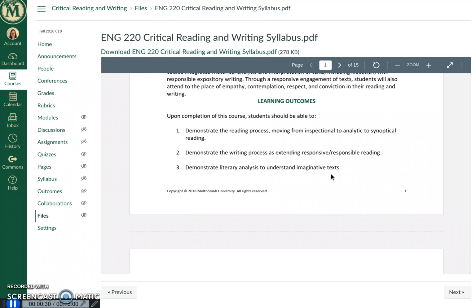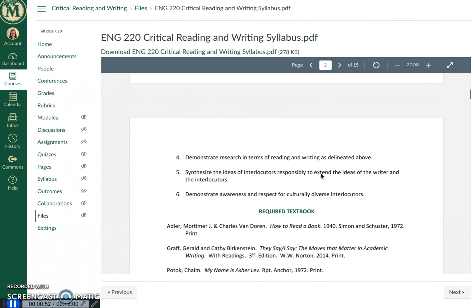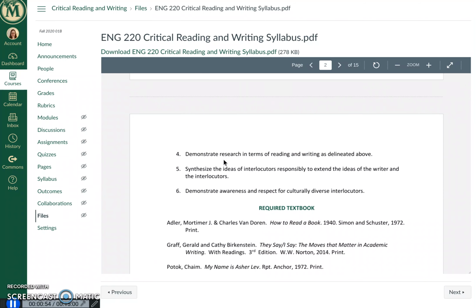So this assignment 2 is also going to be incorporating all of the other learning outcomes. You're going to demonstrate that you understand the reading process we've been covering of inspectional and analytical reading. You'll be doing that by how you read the book of Ruth and how you read the sources you'll use in this essay. Then you're also going to demonstrate an ability to understand the writing process as an extension of the reading process. You're going to demonstrate an ability to do research and then incorporate the sources that you find into your paper. Remember, interlocutors is just a fancy word for sources.